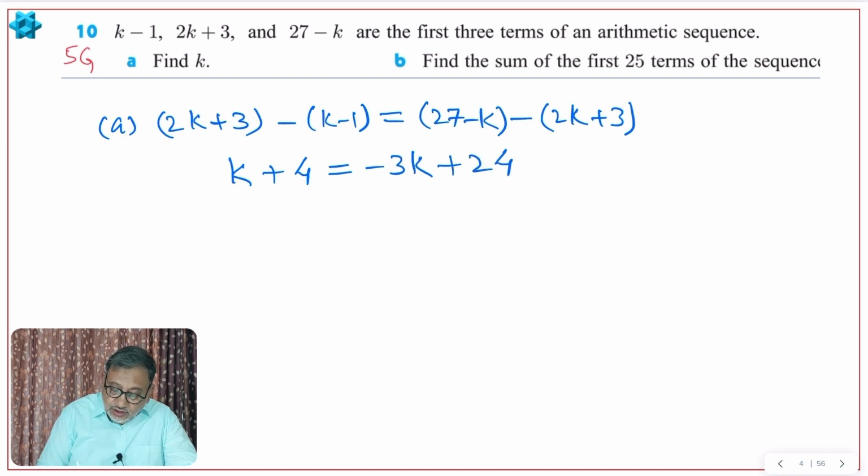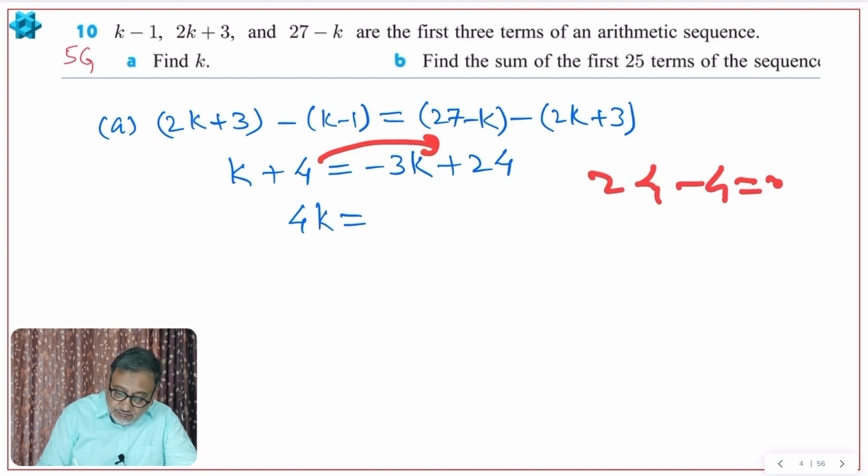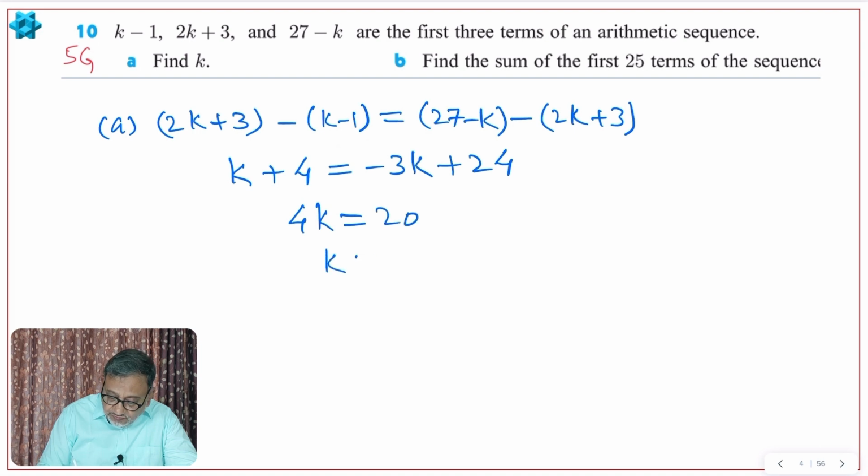Okay, so now we can find the value of k. Take this 3k there, 3k and k make 4k, is equal to 24 minus 4, which is 20, right? Now divide by 4, so it will be 5. So therefore k is equal to 5.